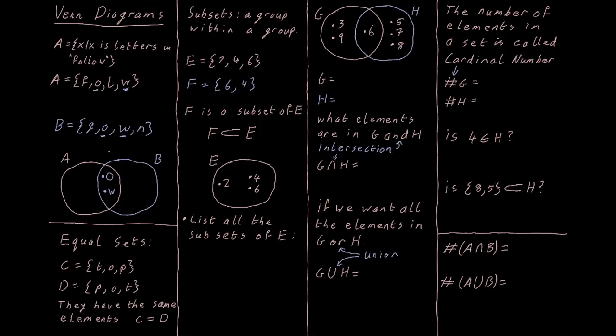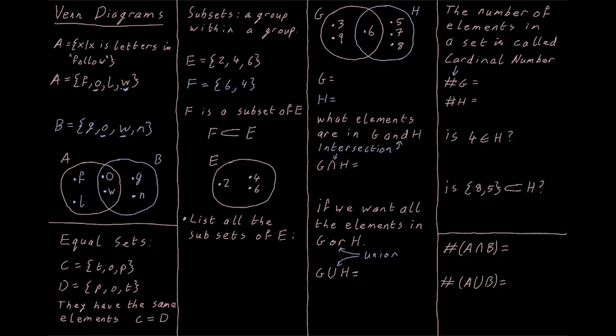And now we fill in the rest of the Venn diagram. We fill in the stuff that's only in A. So we have f and l. We put a dot next to them. And then we have g and n are only in set B. So that's how we can use a Venn diagram to look at the relationship between the sets.